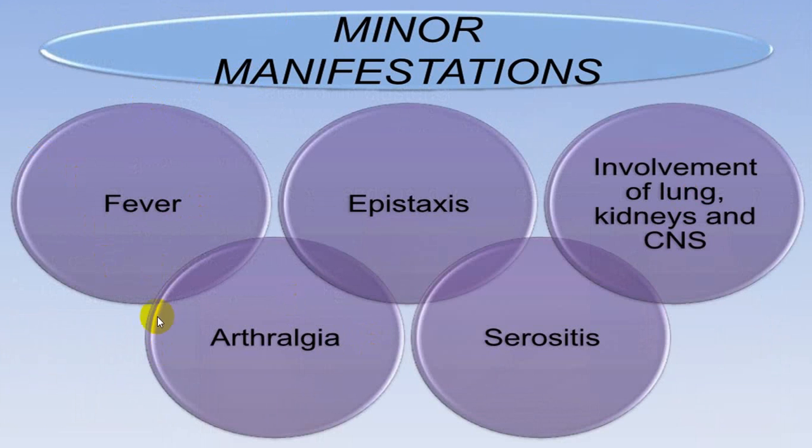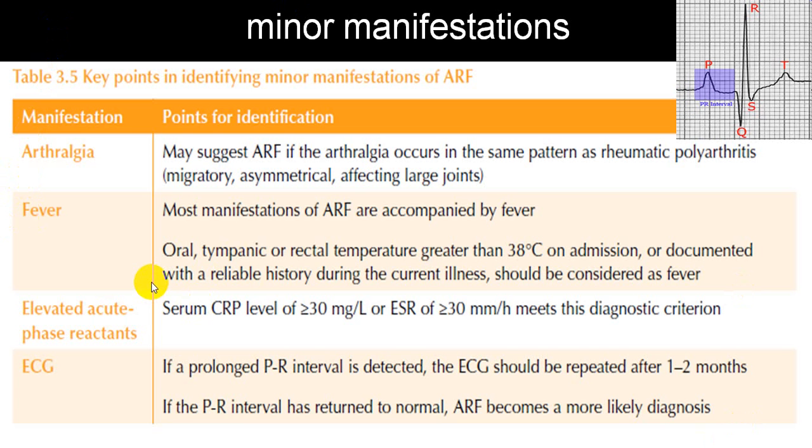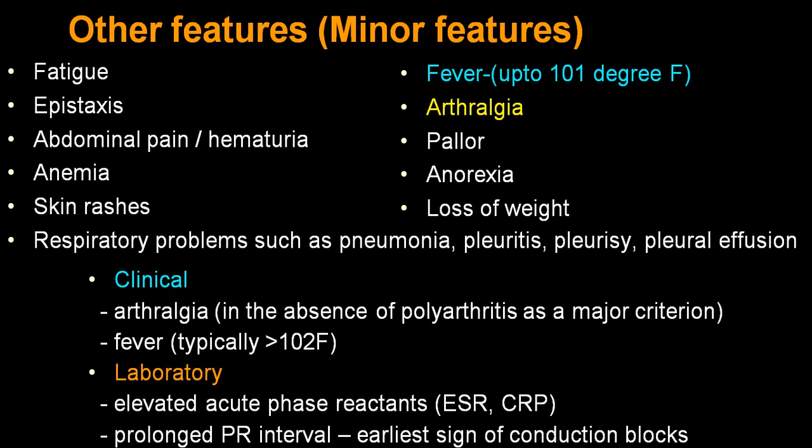In minor criteria, fever, arthralgia, occasionally epistaxis, involvement of the serous membrane, that is serositis, may involve lung, kidney, and brain, may be included in a minor criteria. So arthralgia, fever, elevated CRP, ESR is taken as a minor criteria, and ECG showing a PR prolongation may be seen. So these are some of the criteria which can be utilized as a minor criteria. So two major with one minor or one major with two minor are considered as positive. So fever, arthralgia, pallor, anorexia, loss of weight. These are some of the minor criteria, but the most important is fever, arthralgia, ESR, CRP, and prolonged PR interval. These are considered as minor criteria along with major criteria.